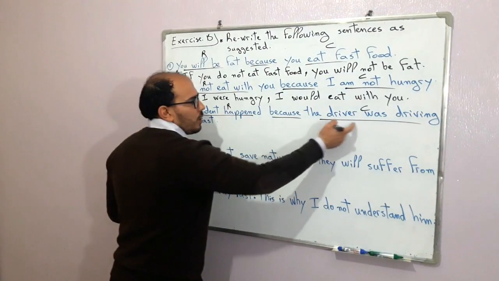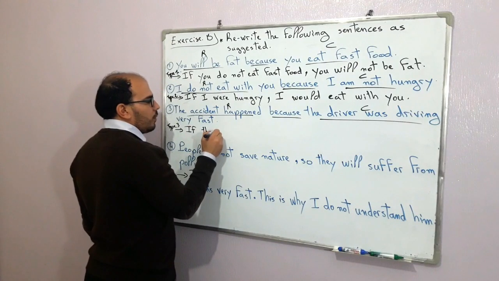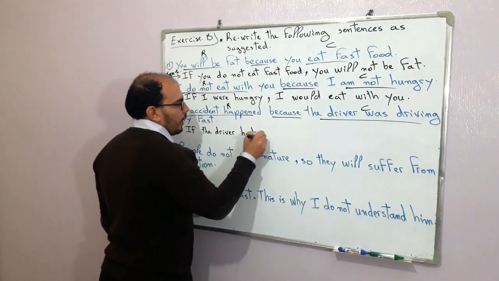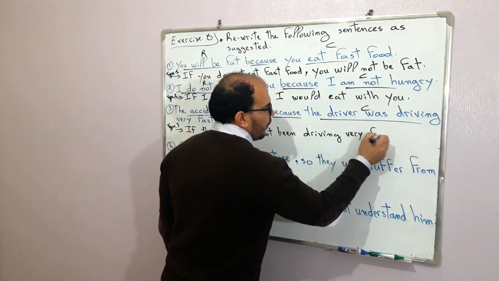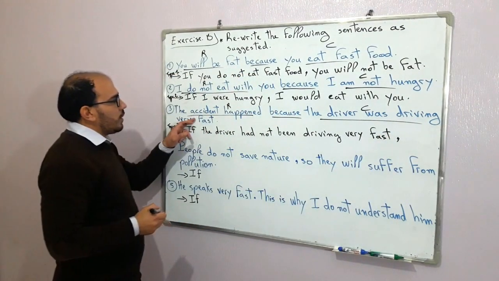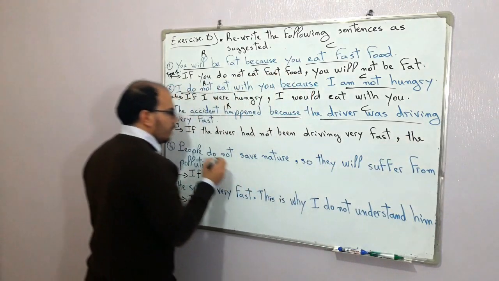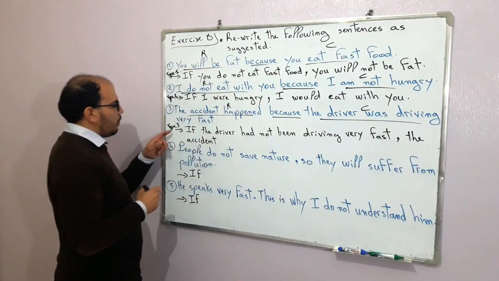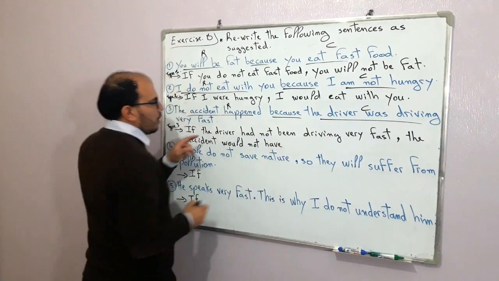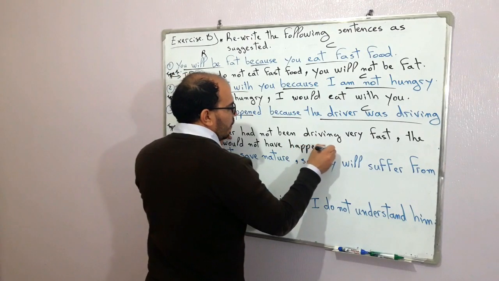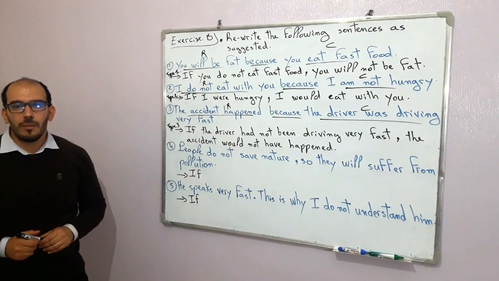So I have if, this is the condition, the driver was driving very fast. Here it is affirmative, so we have to put not there. If the driver had not been driving very fast, for the result, the accident happened, but here we should put the negative, because this is affirmative. So the accident, and we know in type 3, subject plus would not have, and then the verb past participle, happened. If the driver had not been driving very fast, the accident would not have happened.